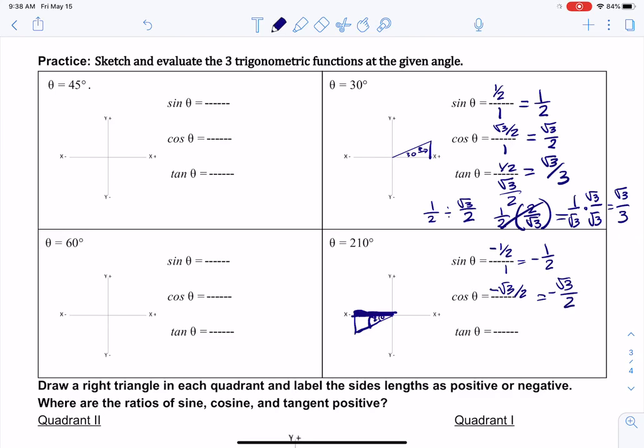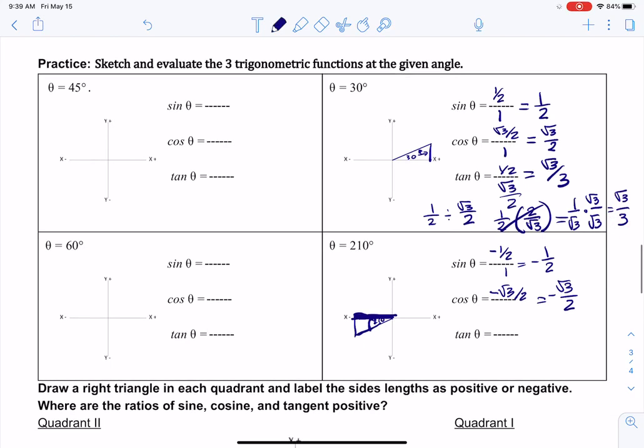Tangent. Okay, well now I have a negative divided by a negative, right? We have a negative direction here and a negative direction here. My opposite and my adjacent are both going to be negatives, so I'm going to end up with a positive, and it's just going to be the same as it was here. So this is just going to be positive square root 3 over 3.